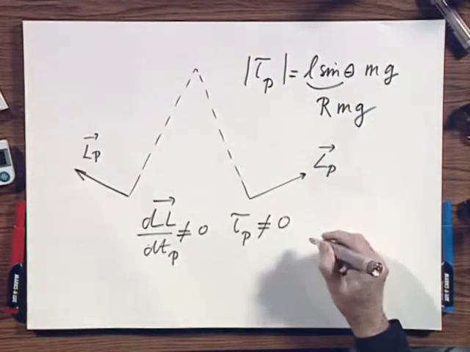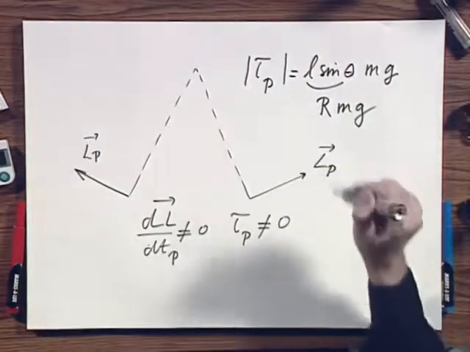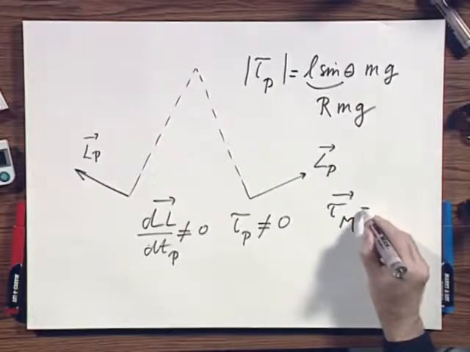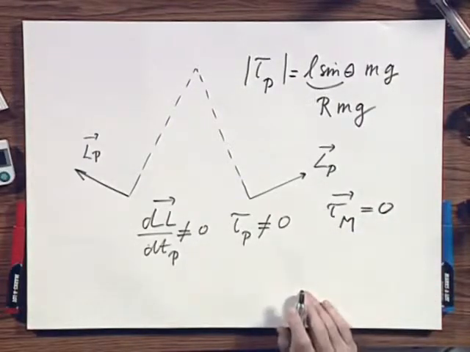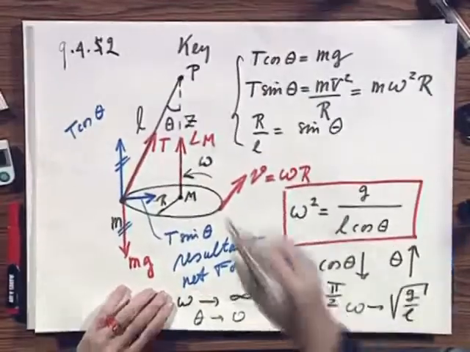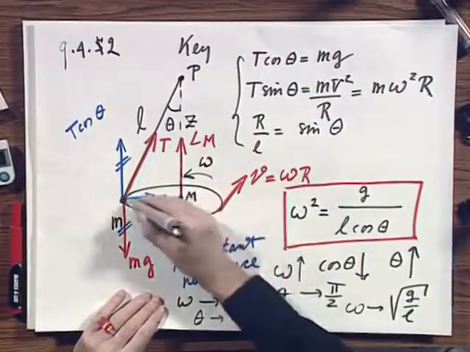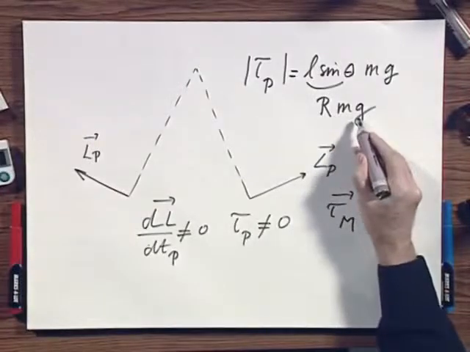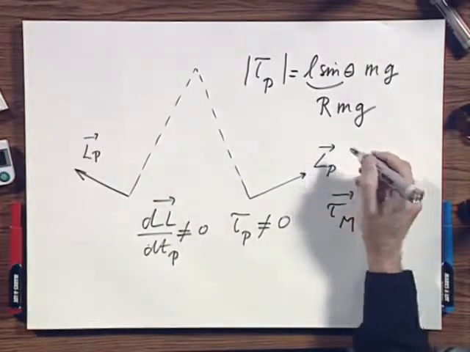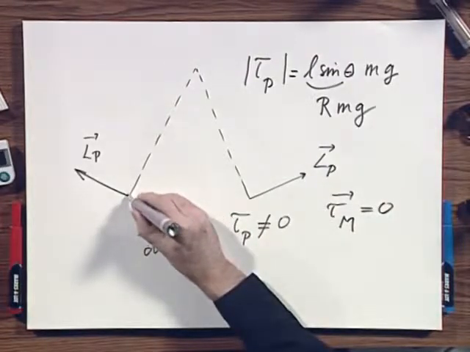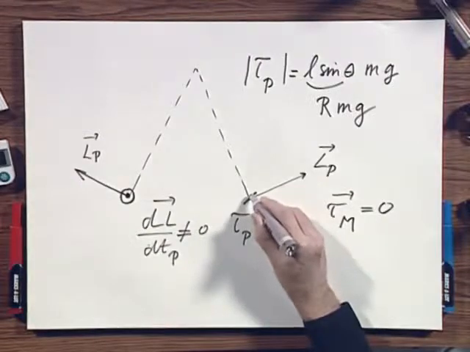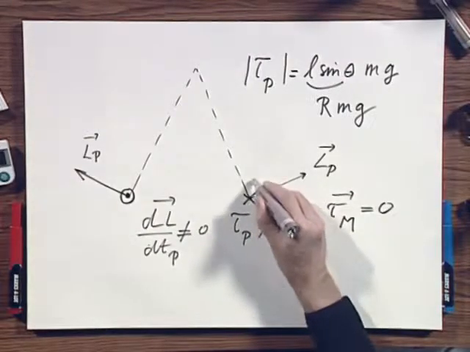That is the torque. The torque is not zero, whereas the torque relative to point M equals zero. Again, the torque is this force times this arm, R mg. The direction of the torque right here is pointing towards you, and right here the direction of the torque is pointing away from you.